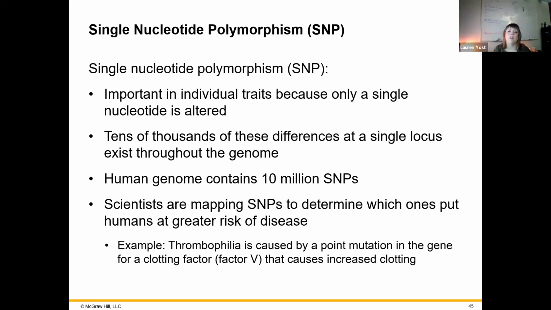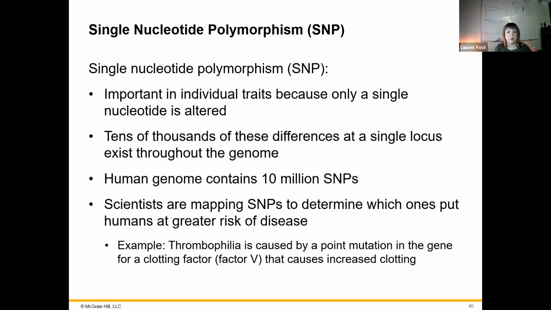Single nucleotide polymorphism. This refers to a change in one single nucleotide. Some of these cause detrimental effects to people, but the differences from person to person don't always have to cause bad effects. Some of them are just changes from what is considered normal. So anytime that we have that, that's a single nucleotide polymorphism. It's just one nucleotide that's been changed. And we have tens of thousands of these differences at single loci that can exist throughout the genome.